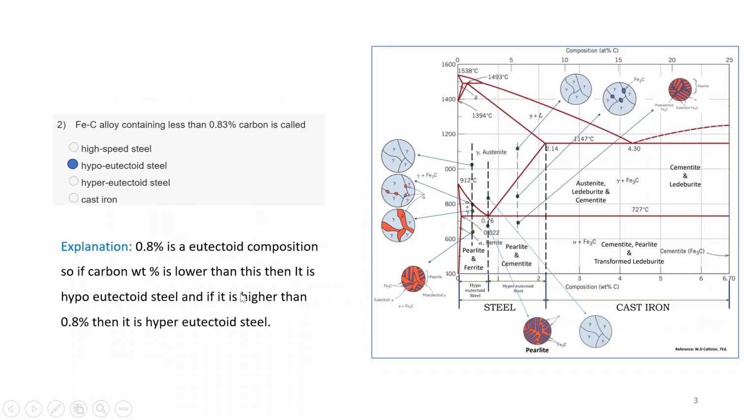Yeah, it looks a little like a tongue twister, hypo, hyper. Hyper will be higher, so you can keep it like that, hyper meaning higher. Yes, ma'am, I got it. You can find some trick to remember it.